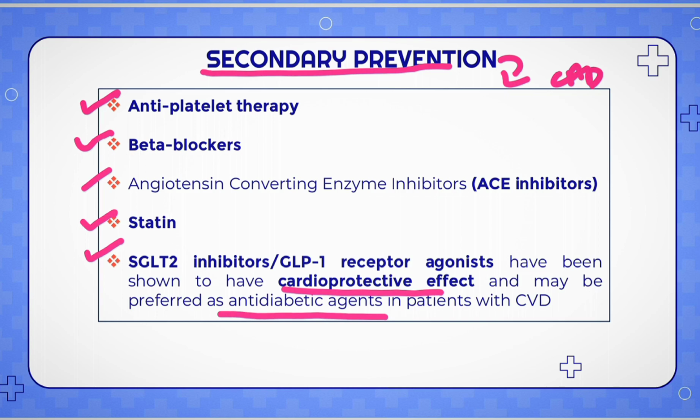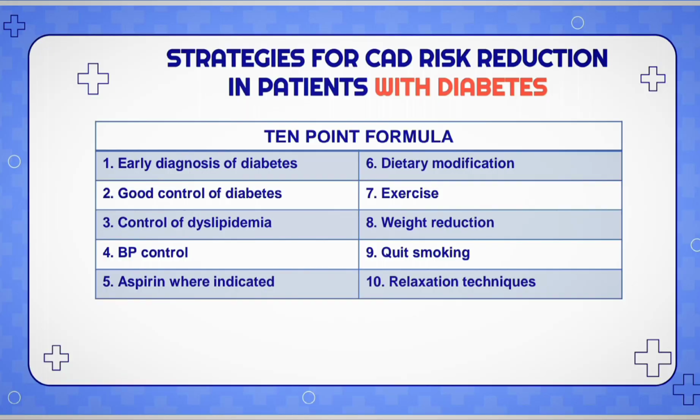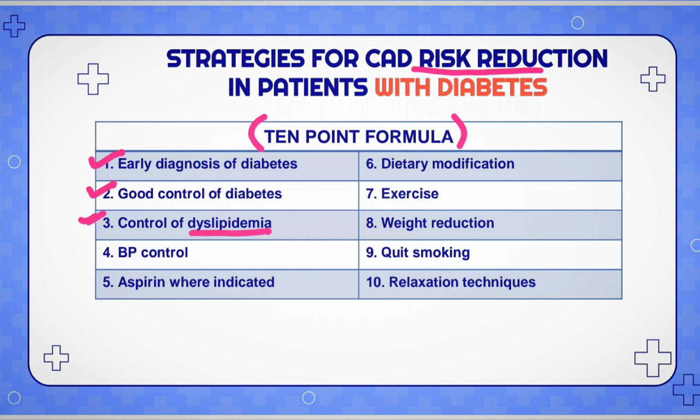So, what are the strategies which can be applied in any patient with coronary artery disease for the reduction of the risk of further development of any complication or sequelae? It includes the 10-point formula. The first one is early diagnosis of diabetes. The second is good control of diabetes. Third is control of dyslipidemia. The fourth is control of BP. Fifth, the use of aspirin when indicated.